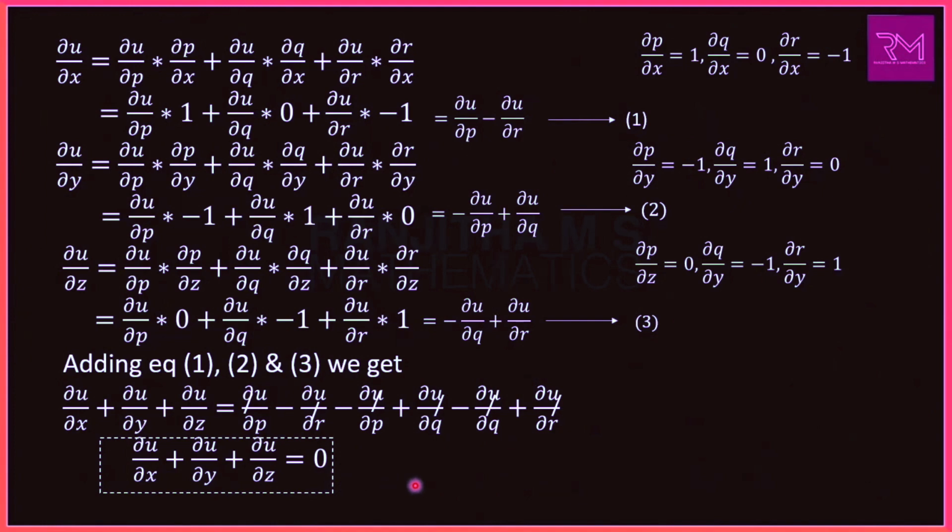This completes the problem. We have to remember the formula of total derivative of composite function. To remember that formula, first construct the diagram so that you can easily write the formula of total derivative for the composite function.